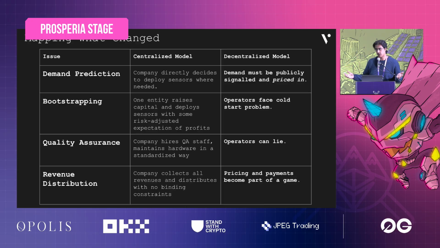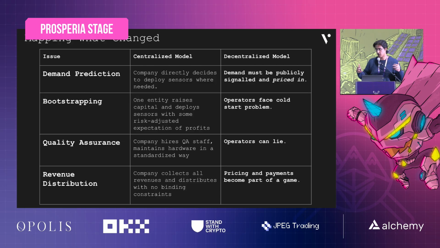Bootstrapping, right? In the centralized model, it's simple. You raise capital, you go buy infrastructure, you deploy it, whatever. There's the cold start problem in DePIN, right? There's no supply, so nobody's going to come use your service, so there's not going to be anybody who wants to give you the supply, right? It's this chicken and egg problem that you need to address. This is one of the major issues that I think you can trace back to kind of the failures in DePIN.